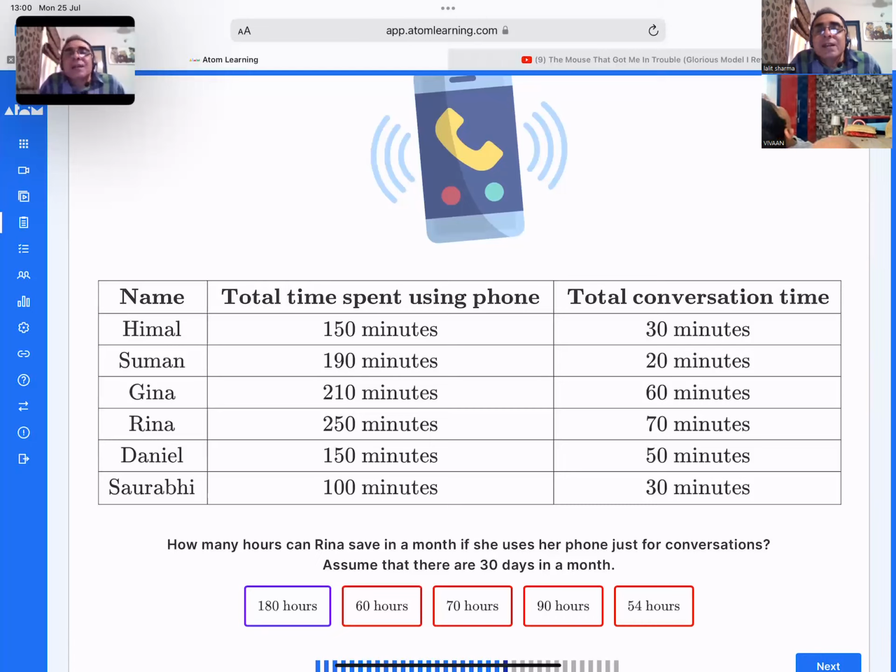So 180 divided by 60 would be... 180 minutes is what she can save in a day. That would be three. Yeah, 3 times 30, 90 hours.